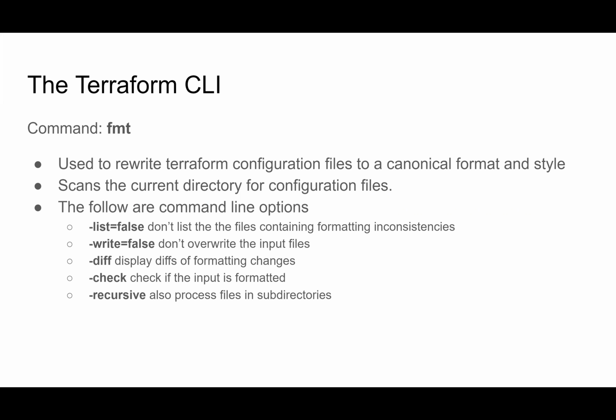The first command that we'll look at is fmt. We use this command to rewrite configuration files to a canonical form that matches a simple format and style. What this will do is scan the current directory for configuration files. You can also pass in subcommands. So here are some other parameters that you can pass into the format command.